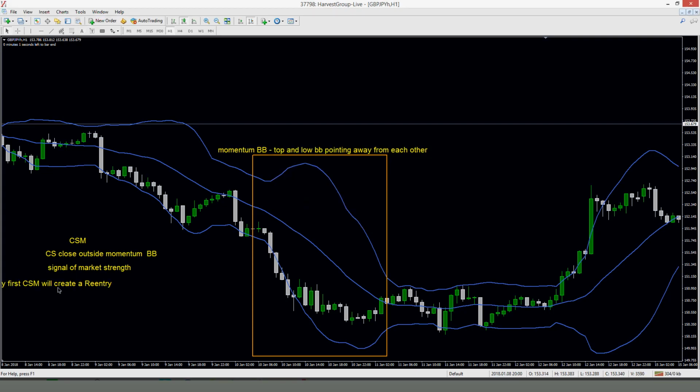All right. So these three are very important information because CSM, candlestick momentum, is categorized as signals. It tells you that the market strength is going further down if it's a sell CSM, and it's going further up if it's a buy CSM. So every first CSM will create a re-entry. That's really important as a BBMA trader to know.